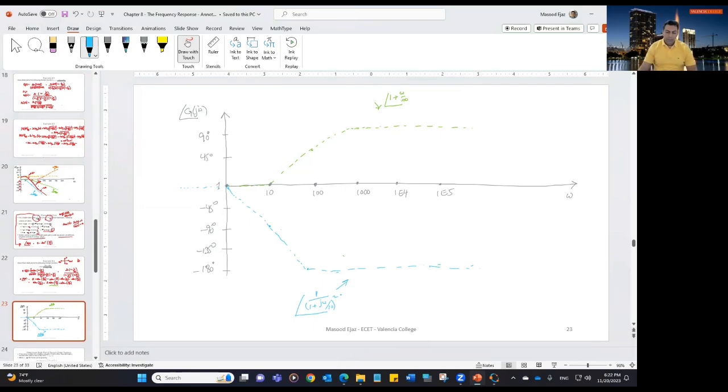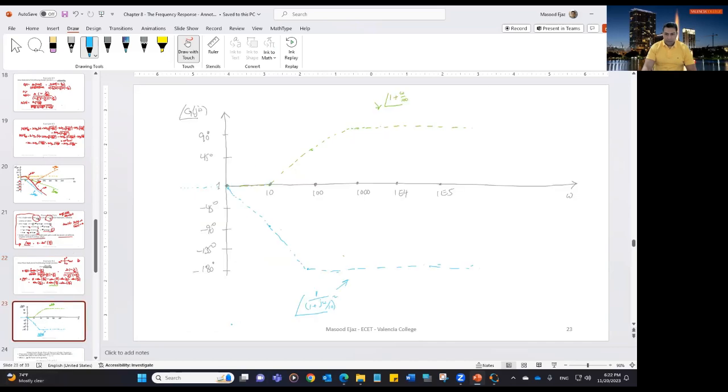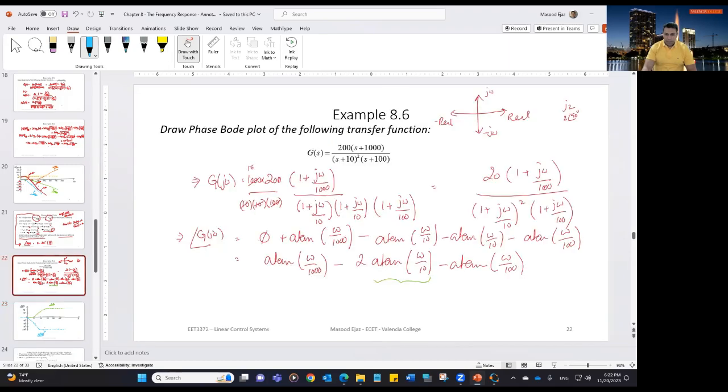Guys, make sure if you have any question, please ask. And the last one is arctan of omega over 100. So if omega is up to 10, it's going to be 0, and at 1000, it is going to be 90 degrees. And it's a pole, so it's going to be negative values. I believe I made this incorrect because that was 1000, right? That was 1000. So it's going to go to 100 and then 10,000.